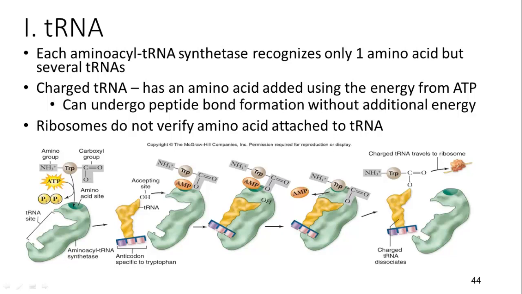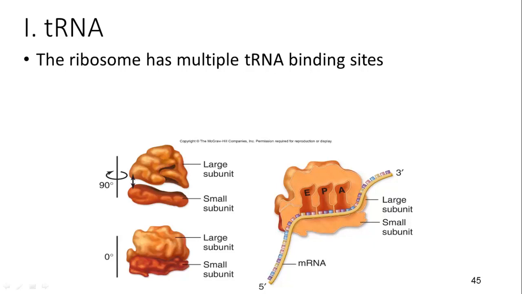A charged tRNA has an amino acid using energy from ATP, and it can undergo peptide bond formation between amino acids. So it doesn't need any additional energy. It has everything it needs on the charged tRNA. Ribosomes don't verify the amino acid attachment to the tRNA. So if there's a mistake there, then it's not going to be corrected by the ribosome.